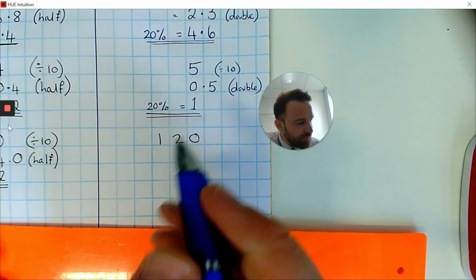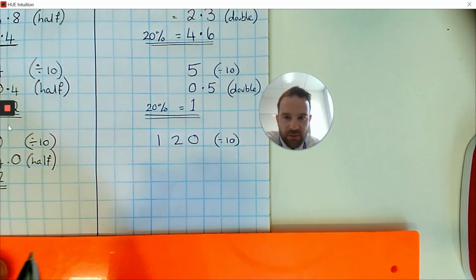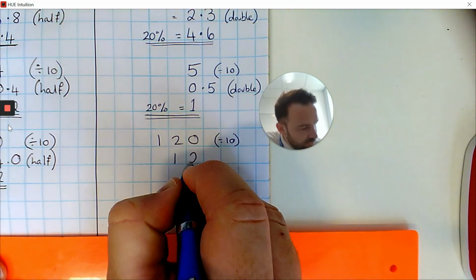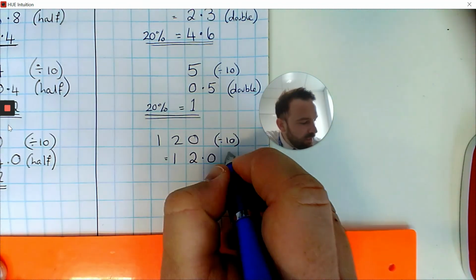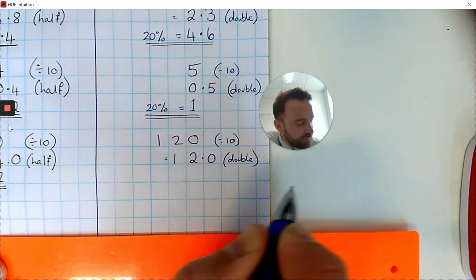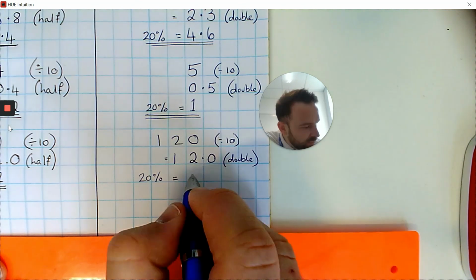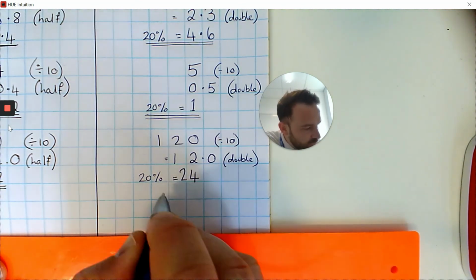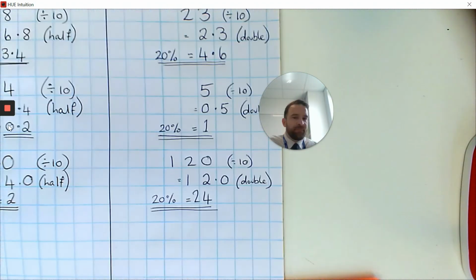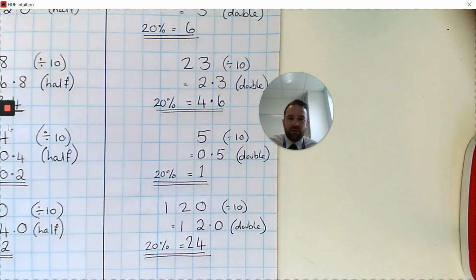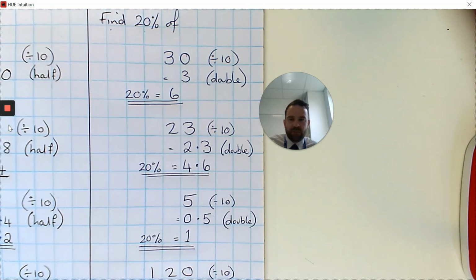Last example, 120. First step, divide by 10 to find 10%. 120 divided by 10 gives me 12. And then I need to double this answer. Double 12 means that 20% of 120 is 24. Okay, again, pause the video here if you need to copy down any of these examples of finding 20%.